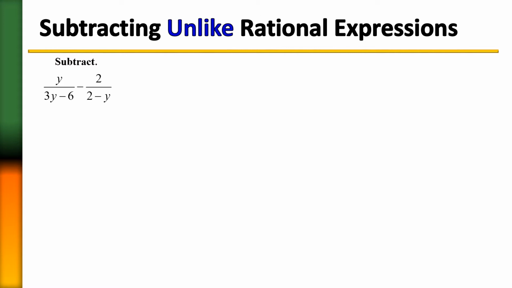So on the first expression, I'm going to factor out the GCF of 3 and write what's left in parentheses. Once I've done that, notice that what I have left is the y minus 2, and on the second expression, I have the opposite or the reverse of that. So I can see that my LCD can simply be what you see underneath the first expression, which is 3 times y minus 2.